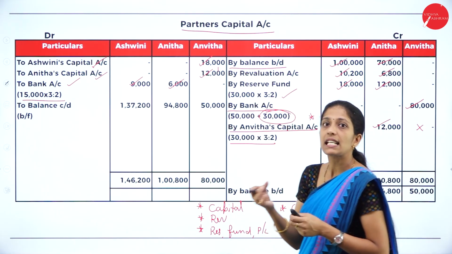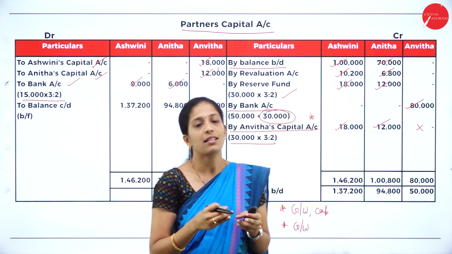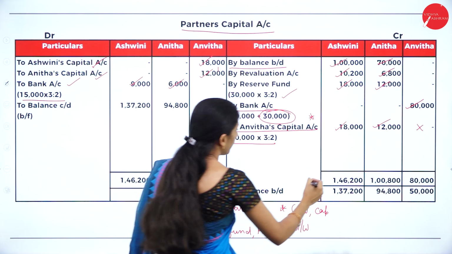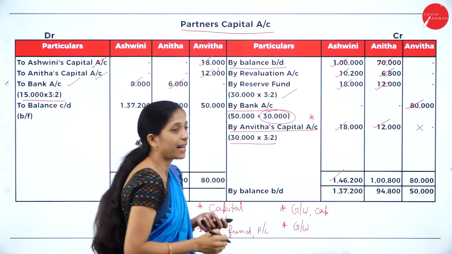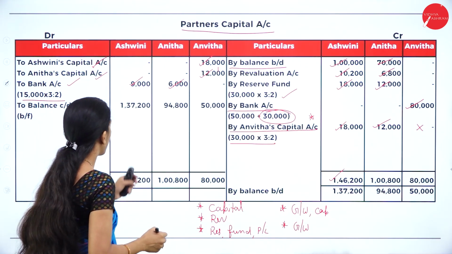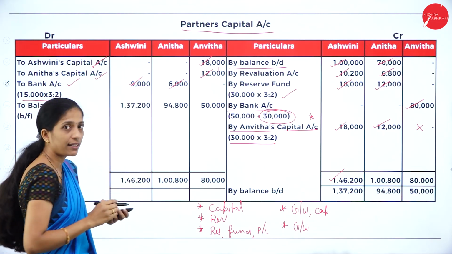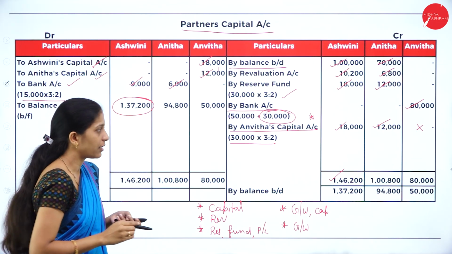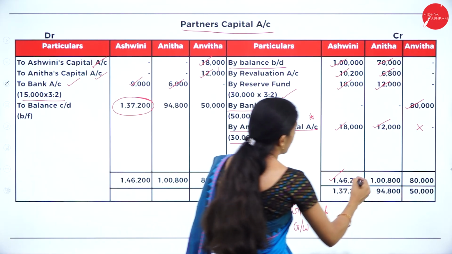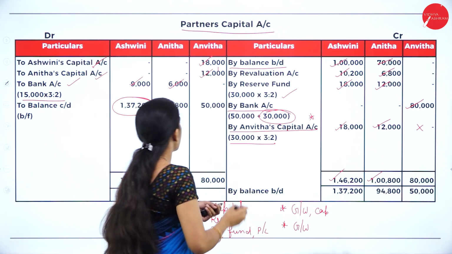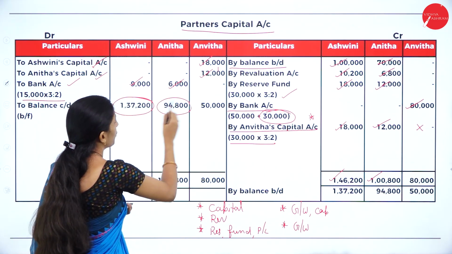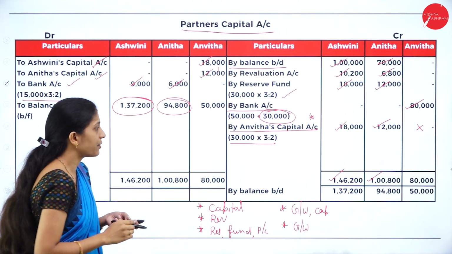Now we will balance each partner's column and the balancing figure has to be carried down. Now if you see Ashwini, in the credit side it is 1,46,200, whereas in the debit side it is only 9,000. So you will get a balancing figure of 1,37,200. In the same way, Anita, 1,08,000, but here in the debit side it is only 6,000. So you'll get a balancing figure of 94,800.